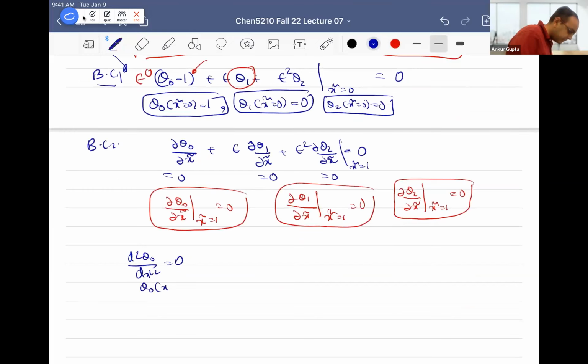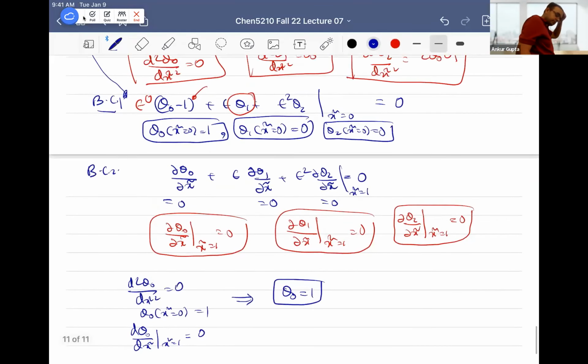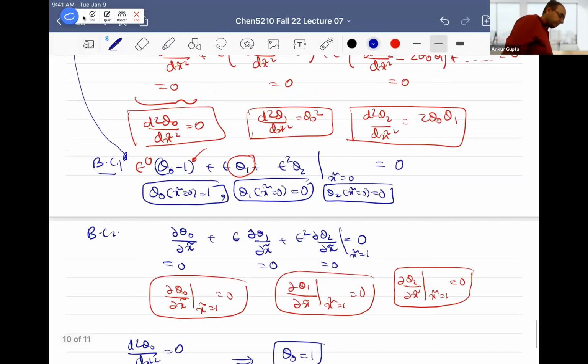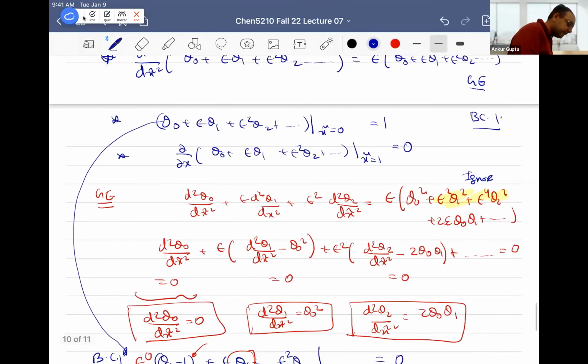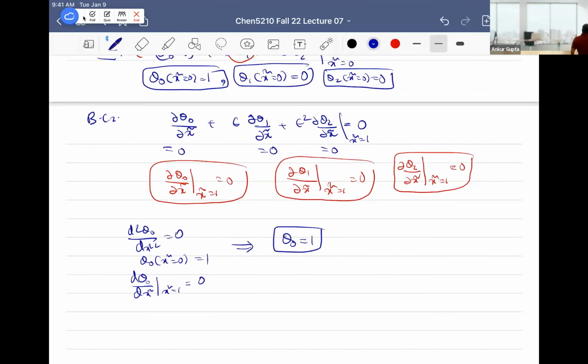We have theta naught at x equal to 0 is equal to 1, and d theta naught by dx equal to 0. So if you do that, your theta naught will come out to be 1 actually. Oh, that's from the right hand side. So I've taken this here. You always want to take everything from the LHS to the RHS. Theta naught equal to 1. So you can solve it.